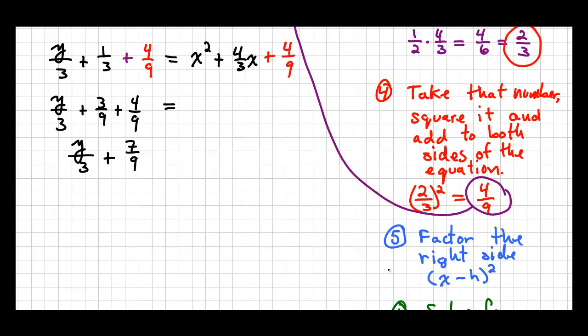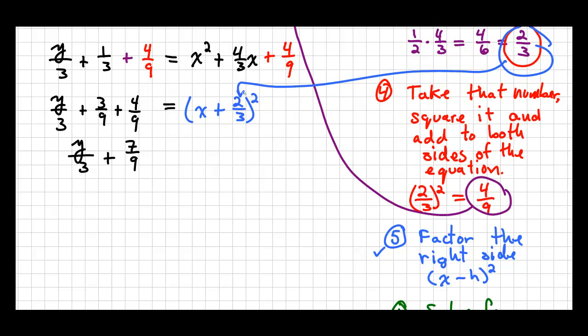Right? We can factor the right side of this. We're at step 5 now. We can factor the right side of this into x plus 2/3 quantity squared. By the way, that 2/3, that's the same number we got over here and that we squared. And that works because if you multiply it out, you know the last term is going to be 2/3 times 2/3, which is the 4/9. That's why we squared it.